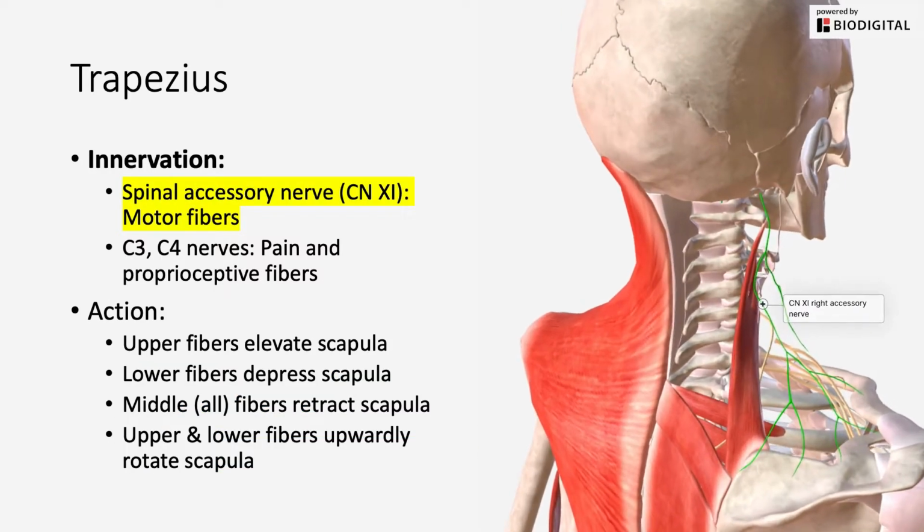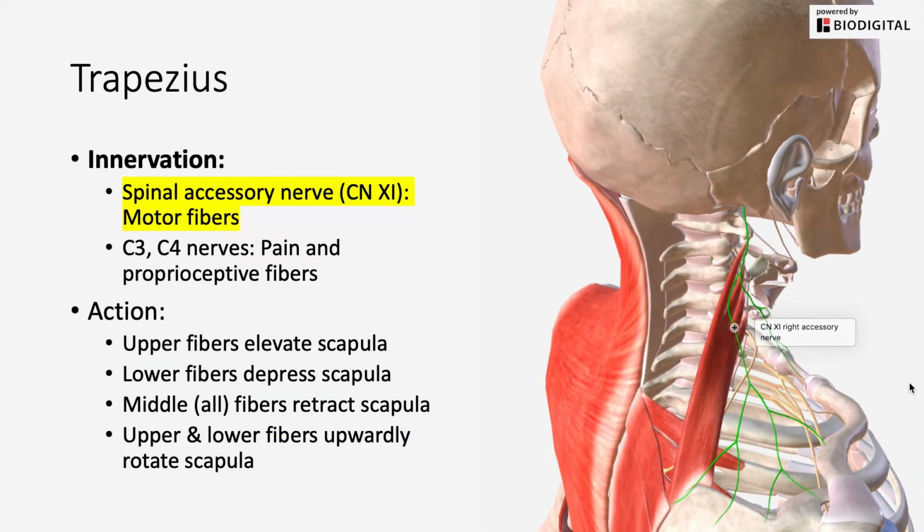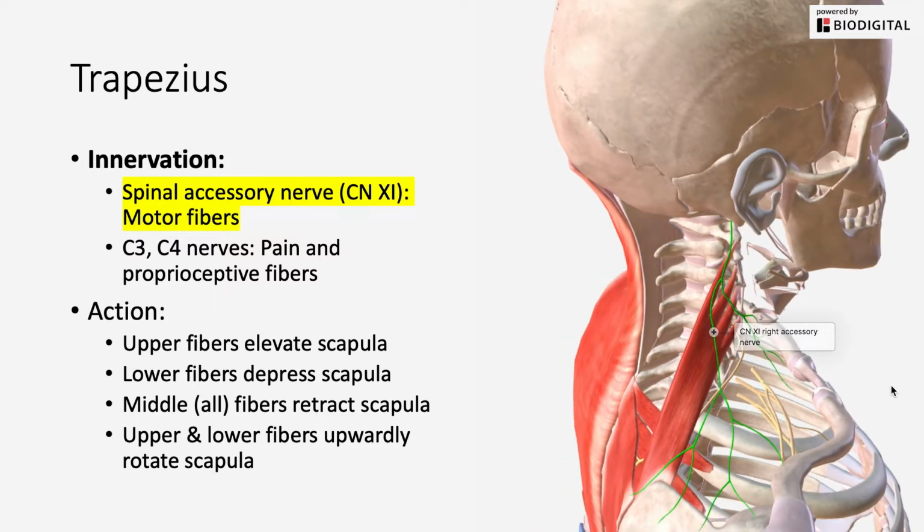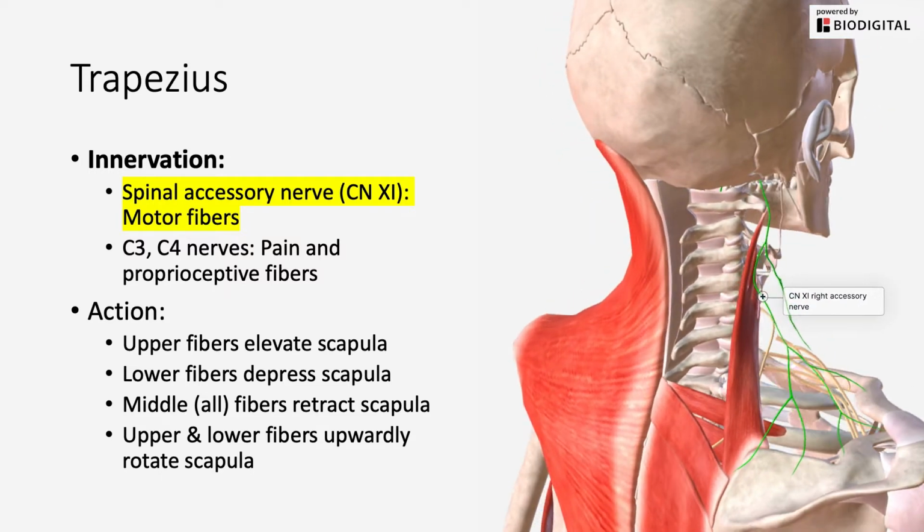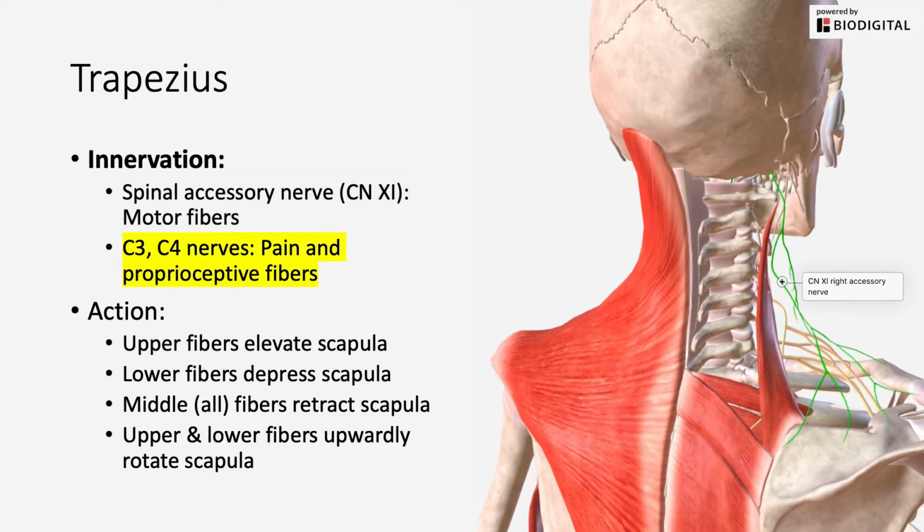So let's go over the innervation. So this is innervated by your spinal accessory nerve, cranial nerve 11, which supplies majority of the motor fibers. And then you have cervical nerve root 3 and 4 that contribute more to pain and proprioceptive fibers.